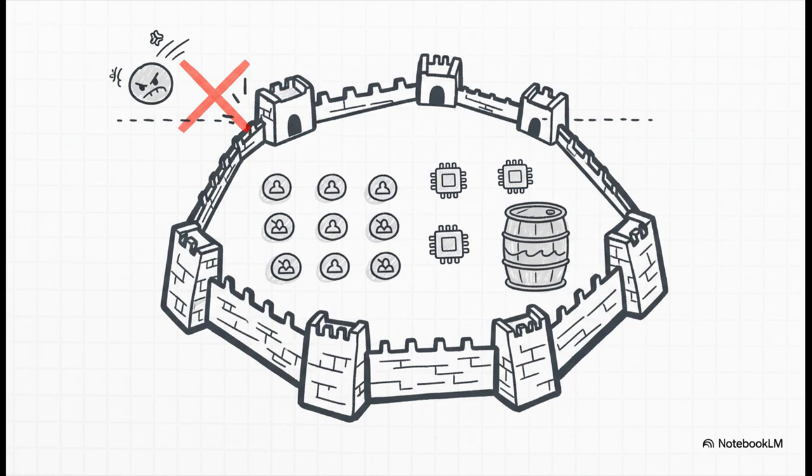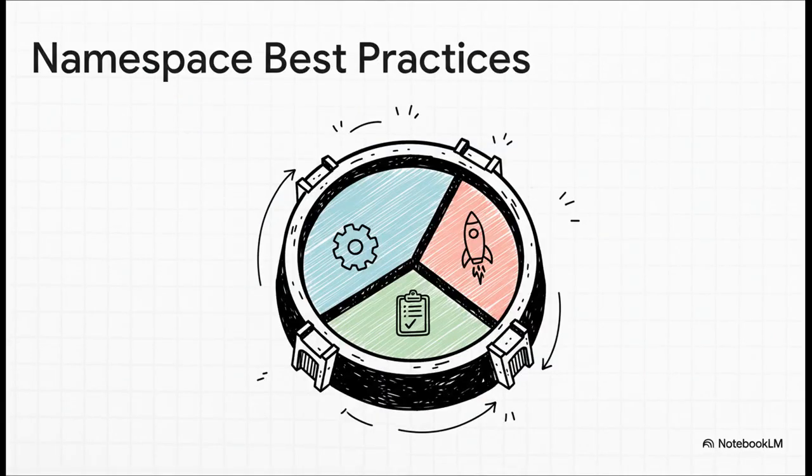But just giving them separate districts isn't enough. What if one team gets greedy and tries to use up all the resources? That's where resource quotas come in. This is like setting a budget. You're telling Team A, look, your district gets 20 pods, 10 CPUs, and 20 gigs of memory. That's it. Use it wisely. This prevents one buggy app from starving everyone else and crashing the whole cluster. An approach up here: always create separate namespaces for your environments.